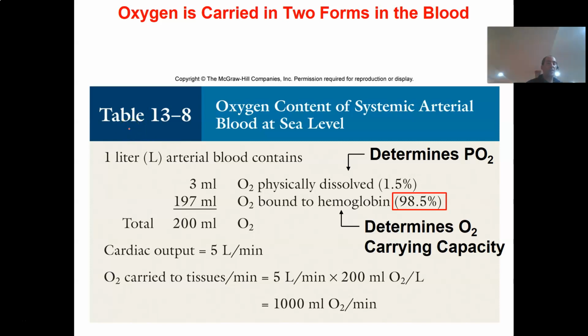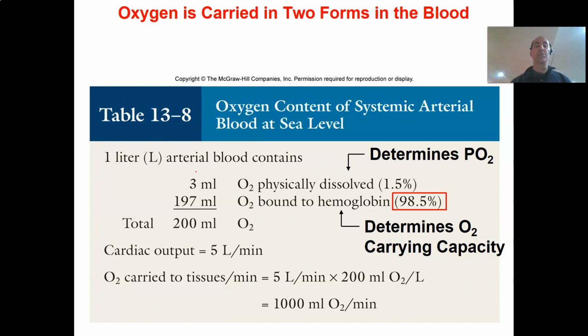So now let's think about oxygen being carried in the blood. There are two major ways that oxygen is carried in the blood. So don't get overwhelmed by all of these numbers here. The first and the most important way is oxygen is carried by hemoglobin, right?